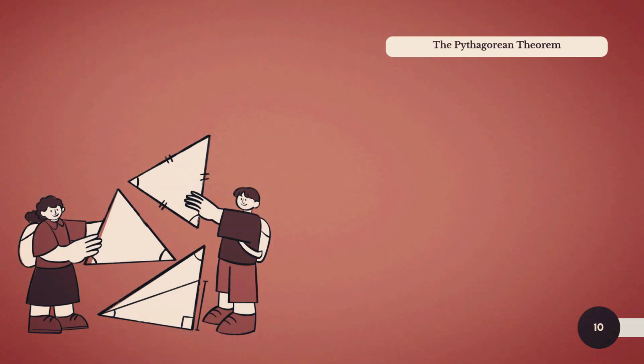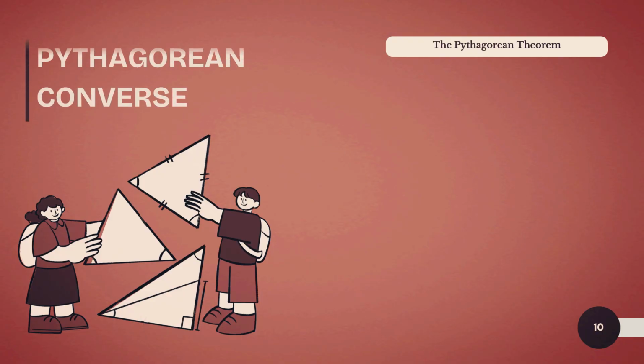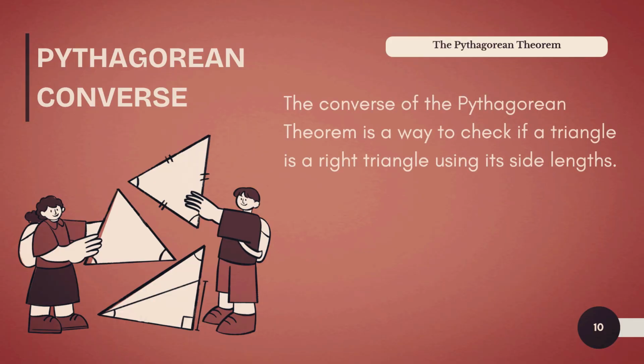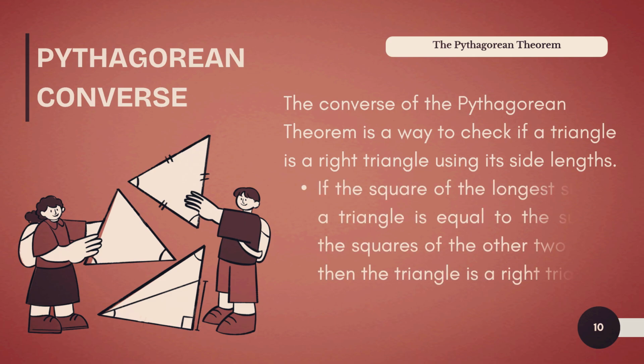Did you know that the Pythagorean theorem can also work in reverse? This is called the Pythagorean converse. The converse of the Pythagorean theorem is a way to check if a triangle is a right triangle using its side lengths. If the square of the longest side of the triangle is equal to the sum of the squares of the other two sides, then the triangle is a right triangle.